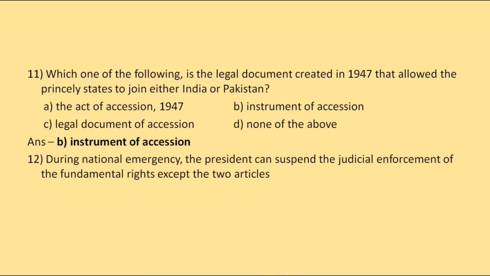Then, during national emergency, the President can suspend the judicial enforcement of the fundamental rights except the two articles 15, 16, 18, 19, 20, 21 or 32, 33. So the correct option will be 20 and 21. Article 20 deals with protection against conviction and 21 deals with right to life and personal liberty.